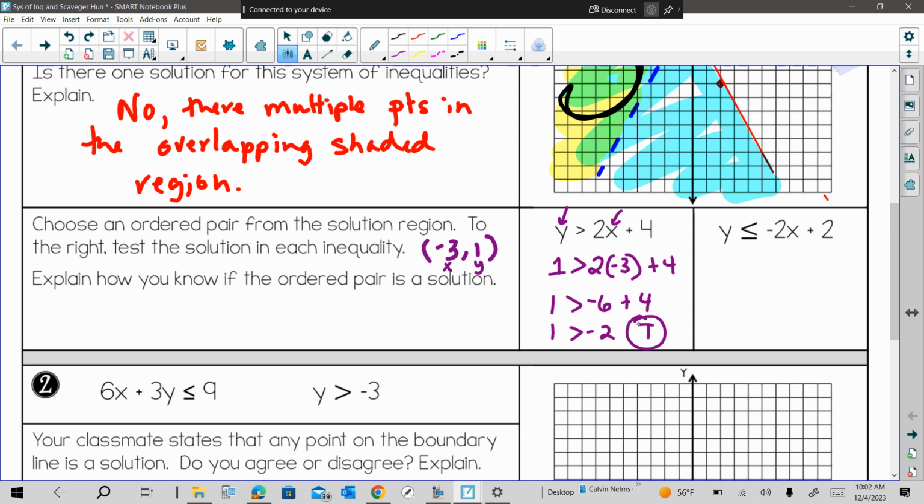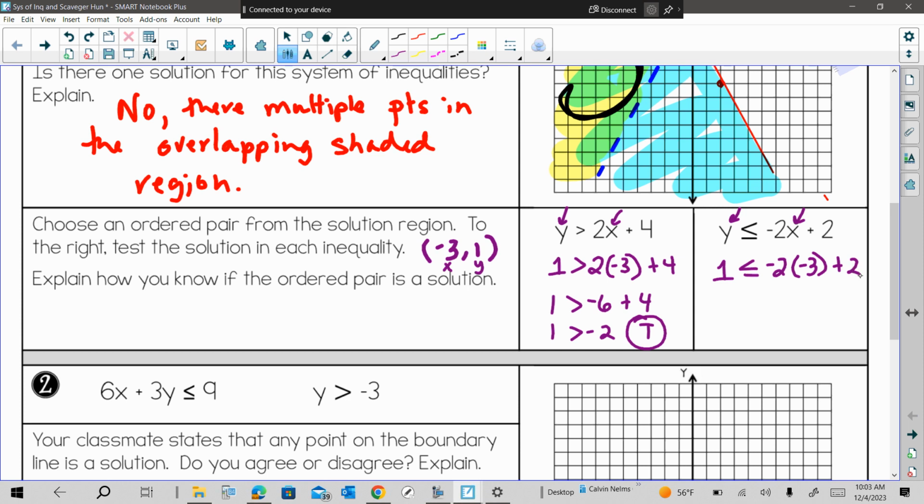Positives are greater than negatives. Are we okay on there? So we have to do the same thing for the other inequality. We're plugging in the 1 for the y, the -3 for the x. So we would write 1 is less than or equal to -2(-3) + 2. I'm plugging it in first.